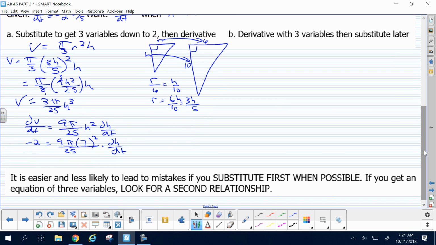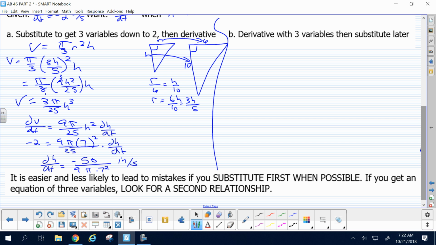If I do that, dH/dt is negative 50 over 9 pi times 7 squared. And the units then would be inches per second. Height change with time. It's a rate of change, so it has time units in it too. And if you want to, you can calculate that. And negative makes sense because the height is decreasing. And that's one way to do it, to substitute to get it down to two variables before the calculus.